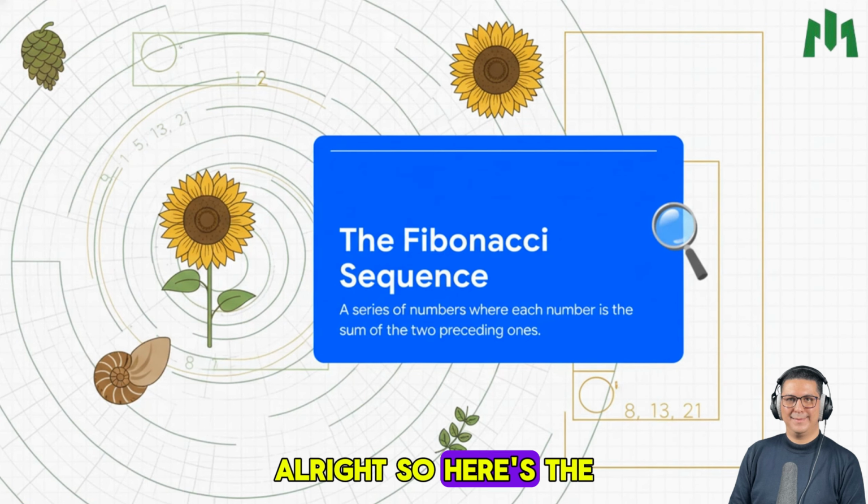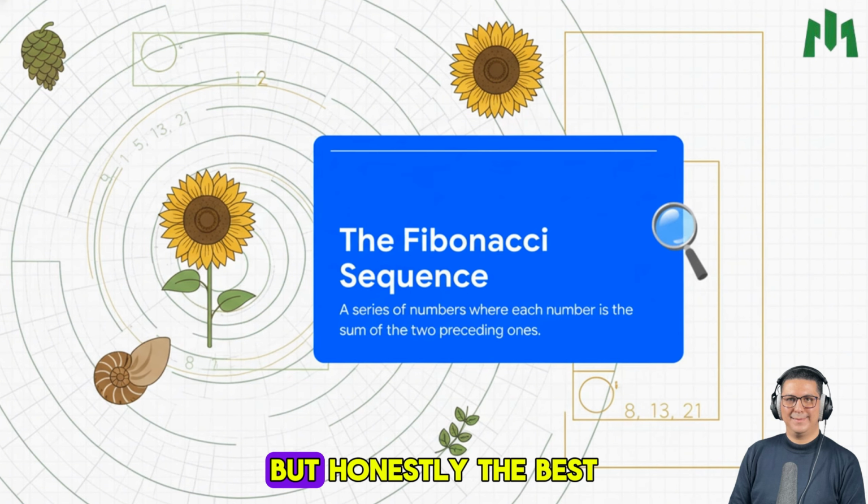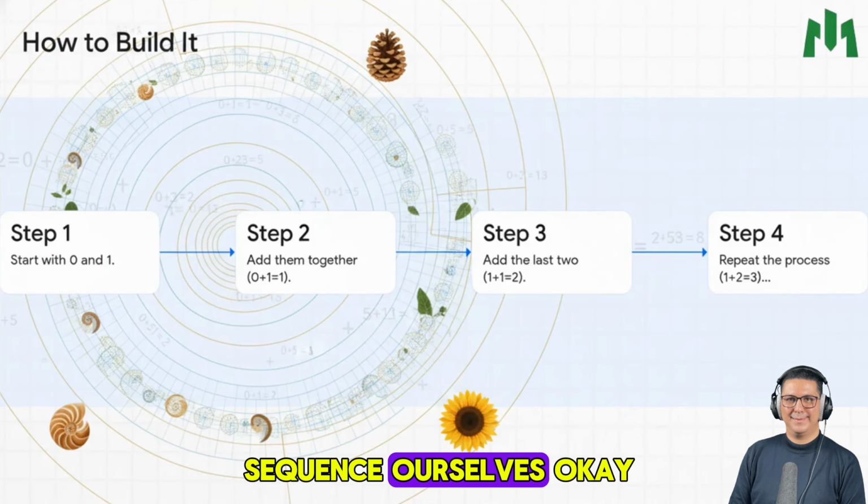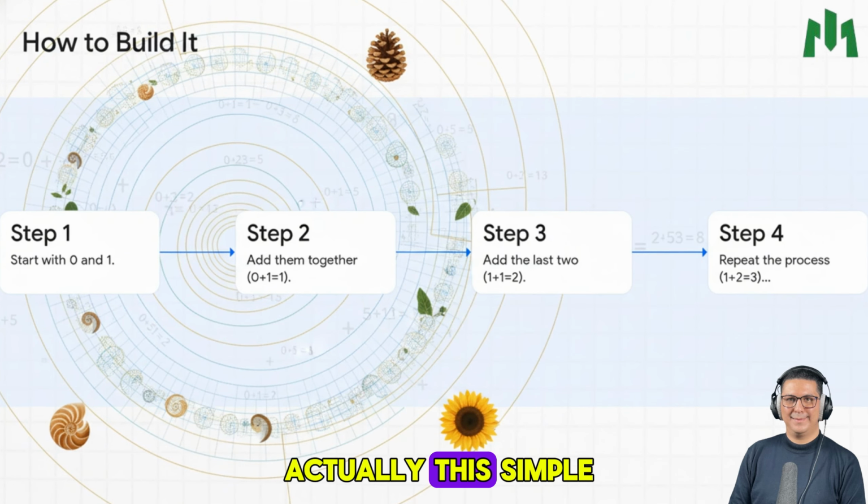All right, so here's the formal definition. And yeah, it sounds a little dry, a little textbooky, but honestly, the best way to really get this is to just build the sequence ourselves. Okay, let's do it. It's actually this simple. You start with two numbers, 0 and 1. Now add them together. What do you get?